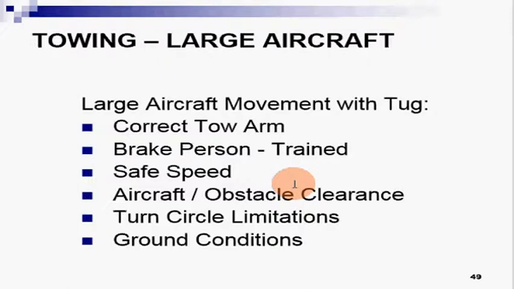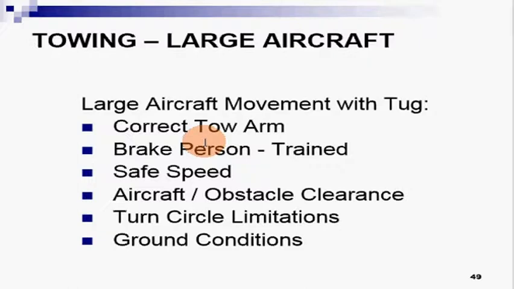Until now, what we have studied was related to the towing of small aircraft, but now we are going to study the towing procedures of large aircraft as well. Dear students, aircraft with more than 5700 kg maximum takeoff mass are called large aircraft. The movement of a large aircraft with a tug needs certain safety measures, which should be in the minds of those managing the towing operation.